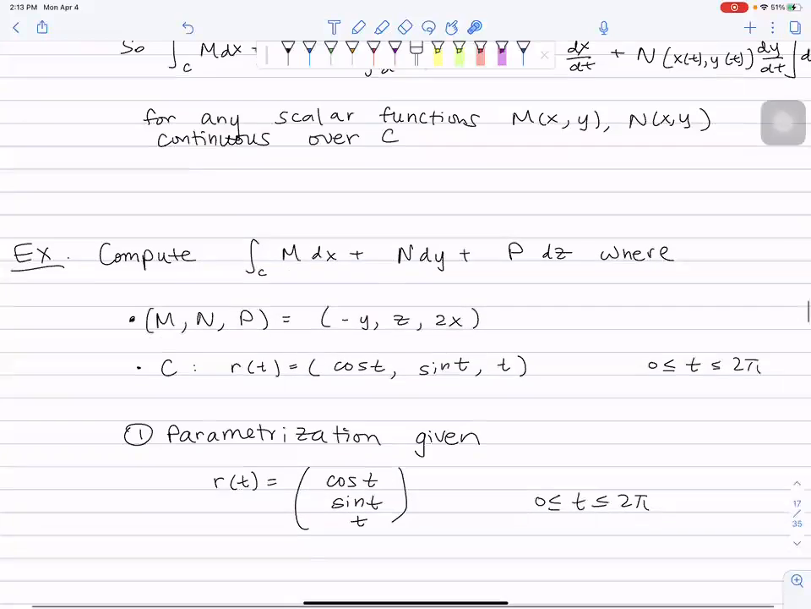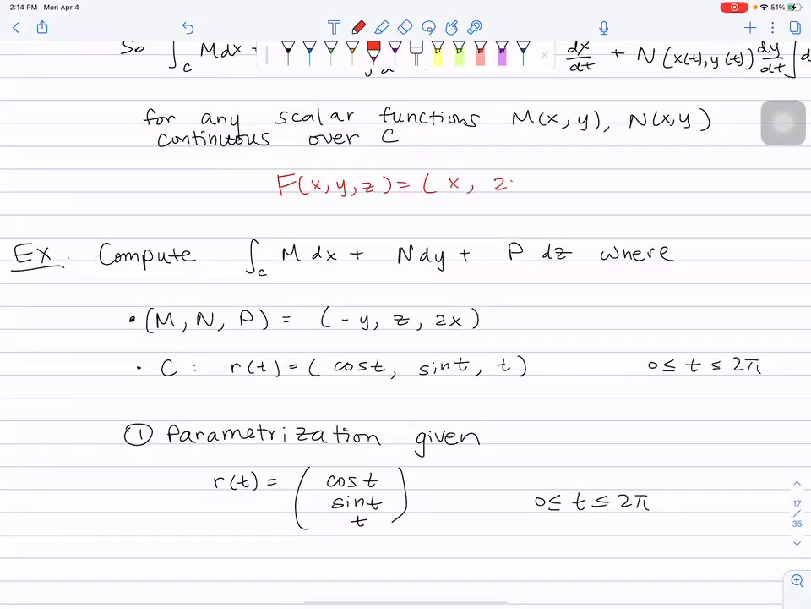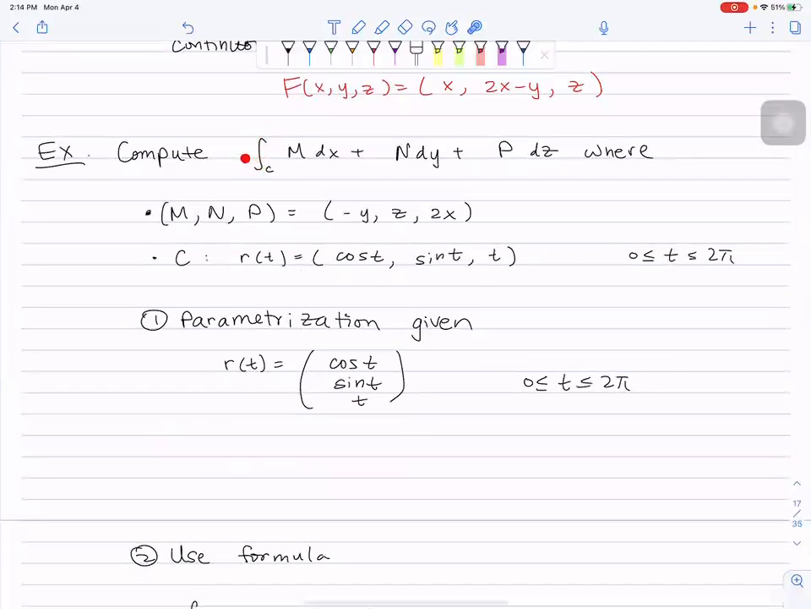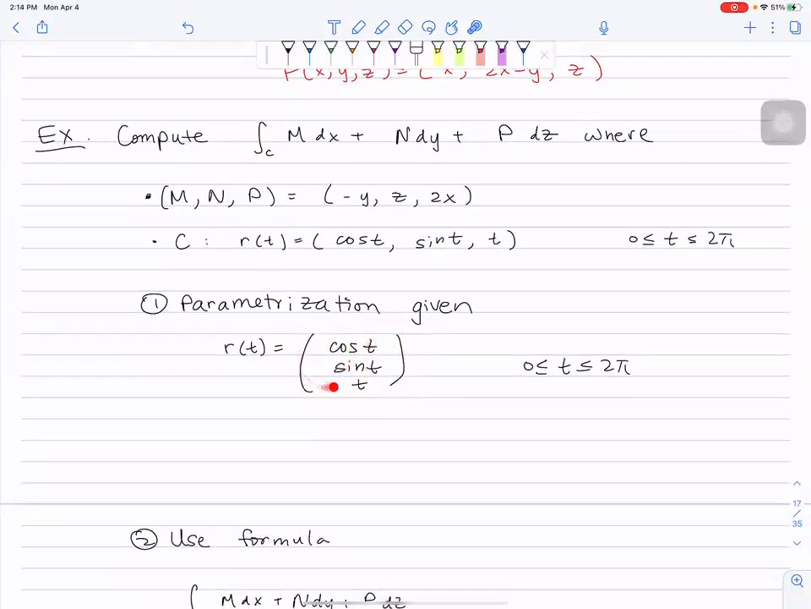In the last example, we had a function in the vector form. So we had f of x, y, z equals something like x, 2x minus y, whatever. Now written in the scalar form, it would be written like m, n, p equals something. Notice that we're not plugging things in to get an output. Now it's written this way: m is negative y, n is z, p is 2x. So if your function is given this way and you have a curve, we want to compute this integral.